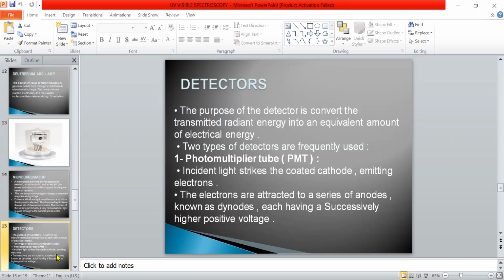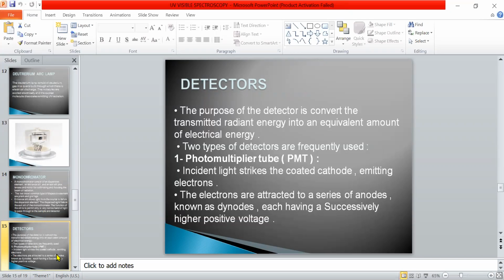Detectors. The purpose of the detector is to convert the transmitted radiant energy into an equivalent amount of electrical energy. Two types of detectors are frequently used. The first one is the photomultiplier tube, in which light strikes a coated cathode, emitting electrons.